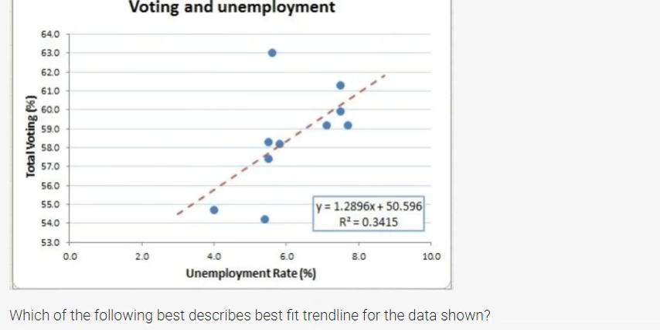Okay, the next, which of these best shows the trend line? So here we see the trend line drawn, but we're actually given the values here for the slope. So we have y equals mx plus b. Don't worry about what r squared means at this point. But here's our slope, our m, 1.2896. And here's our y-intercept, our b, 50.596. So from that, you can go back to your choices and pick which of those equations best matches the trend line.